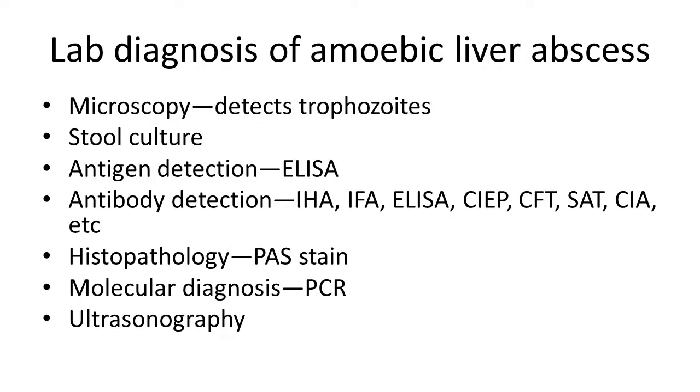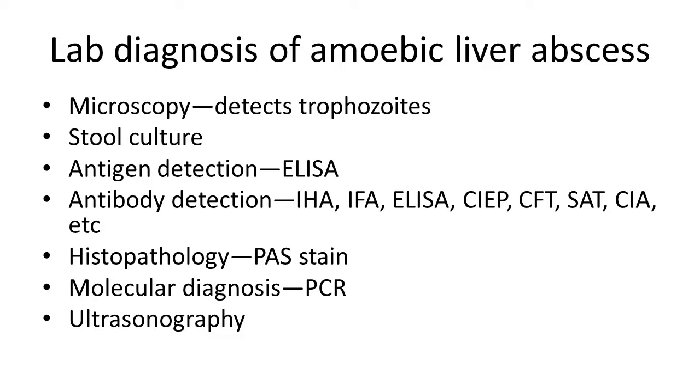Then we will move to the laboratory diagnosis of amoebic liver abscess. We already discussed the life cycle of Entamoeba histolytica. Entamoeba histolytica has the ability to penetrate the intestinal wall. So the trophozoite stages penetrate and go to other parts of our body, especially infecting the liver. That's why we call it amoebic liver abscess.